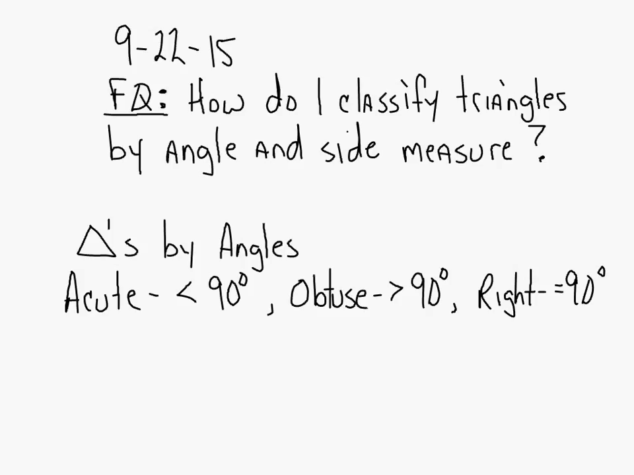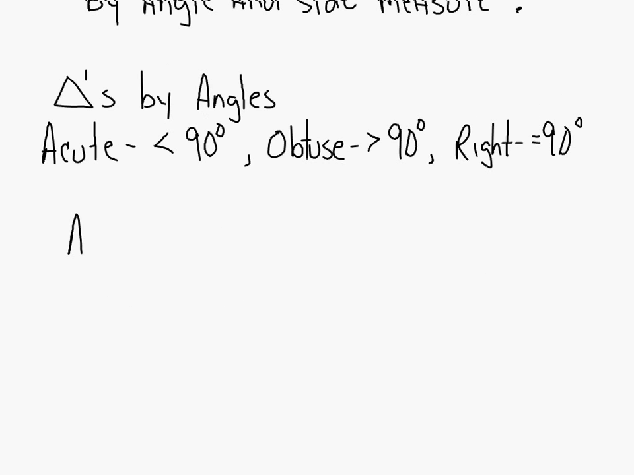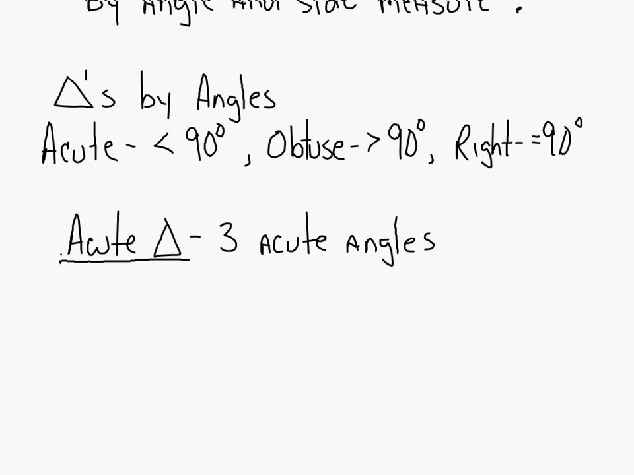So the first type of triangle classified by angle measures is an acute triangle. An acute triangle has three acute angles. Then you've got an equiangular triangle. Equi, angular. That has three congruent angles.